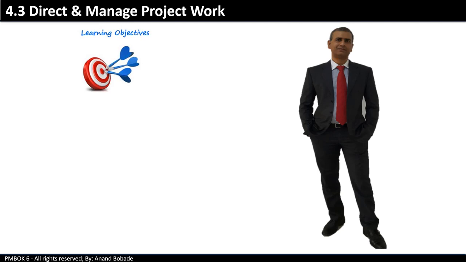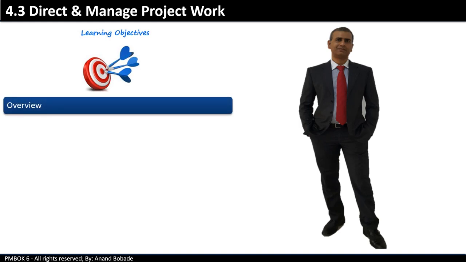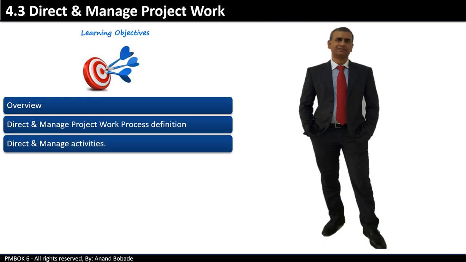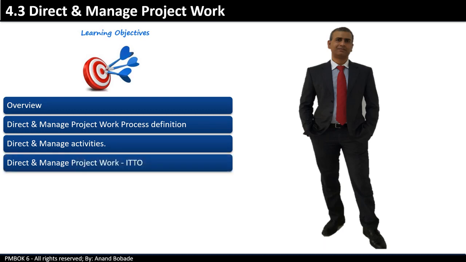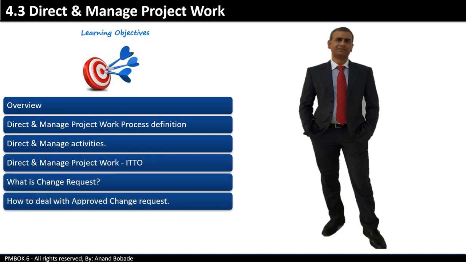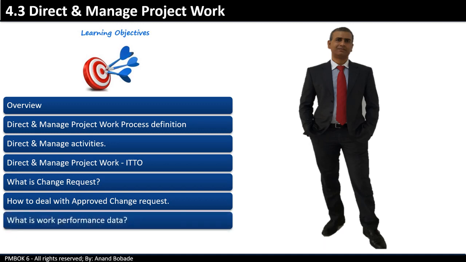The learning objectives of this session are: we'll start with a quick review to understand the purpose of this process. We'll talk about the process definition. What are the various direct and manage activities the project manager will perform? Input, tools, techniques, output. We'll understand the change request and approved change request. What is work performance data? And we will do a quick review at the end.